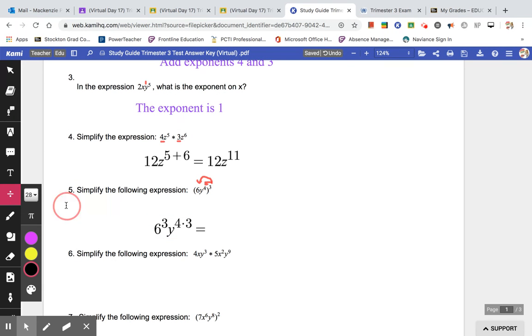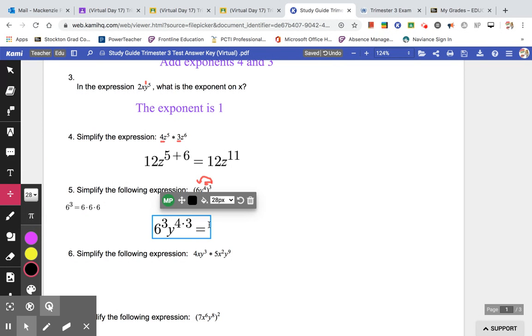So we do know that 6 cubed equals 6 times 6 times 6. So again, that does not mean multiply 6 times 3. It means multiply 6 by itself 3 times.